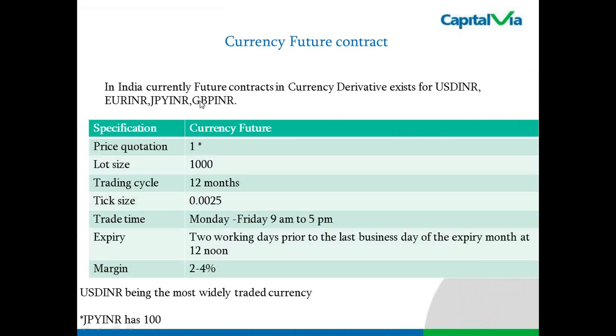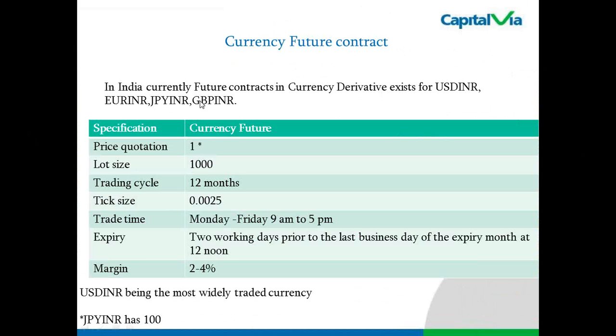Now the price quotation is for 1 unit, which means when I talk about USD INR at 55, I'm talking about 1 USD being available at 55 rupees, and likewise 1 Euro and 1 GBP. For JPY the price quotation is per 100. So when I say 70 is the price of JPY INR, I am referring to 100 JPY at 70 rupees. Now the lot size is 1000. There is a 12-month trading cycle, so starting from this January to this December, you can find contracts. But practically speaking, 90% of trading takes place only in the current month contract, which is similar to the commodity or equity future contract.